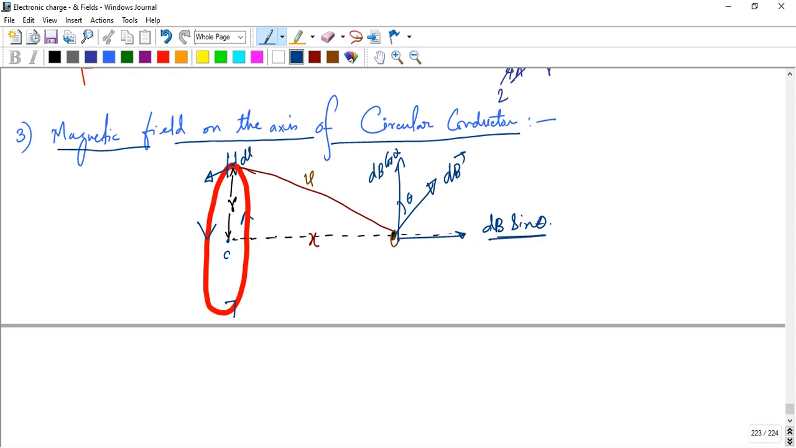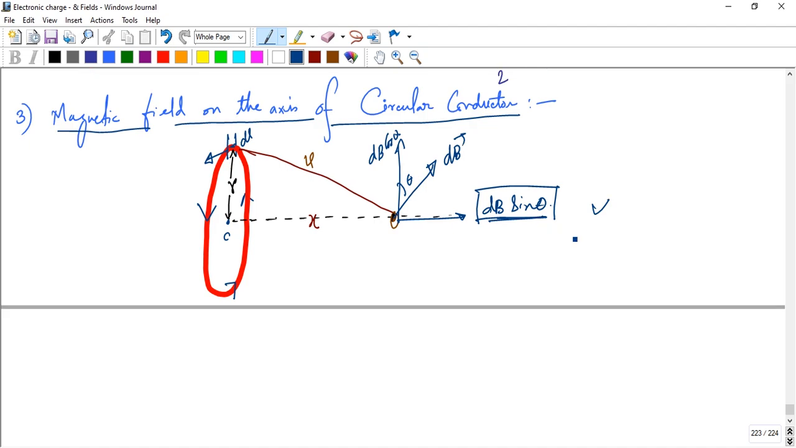Okay. If someone asks to find the magnetic field on the axis of the circular conductor, you find dB sin theta. Or if someone asks to find the magnetic field perpendicular to the axis of the circular conductor, then you find dB cos theta. Okay, how to calculate that? There's simple mathematics here.